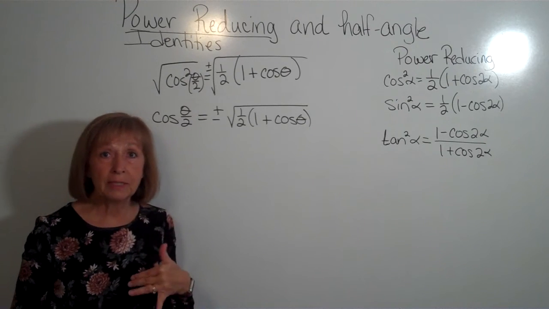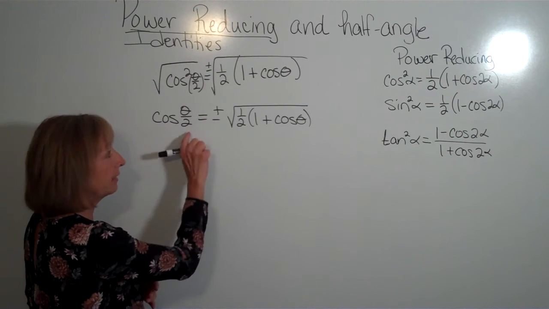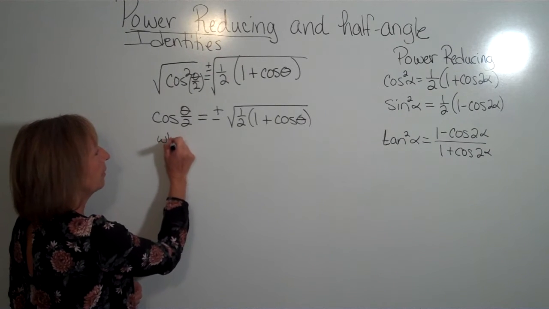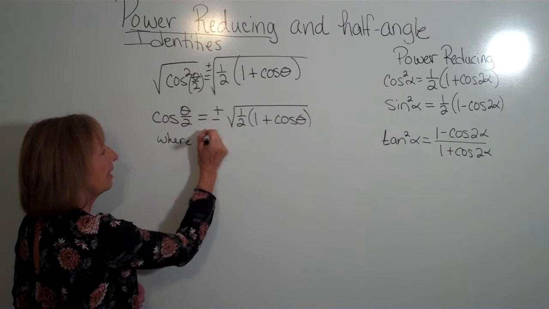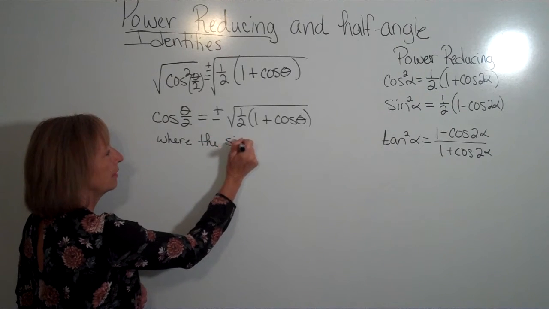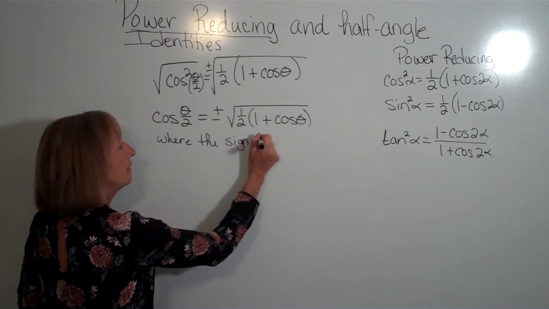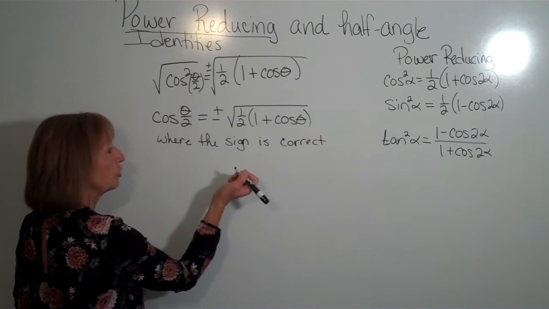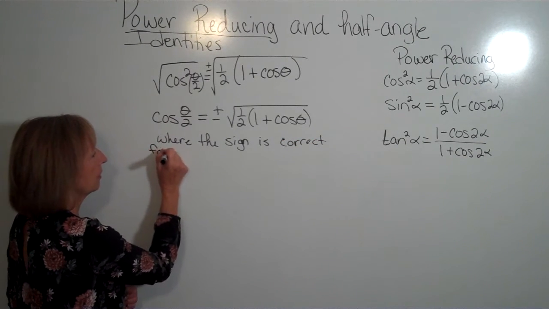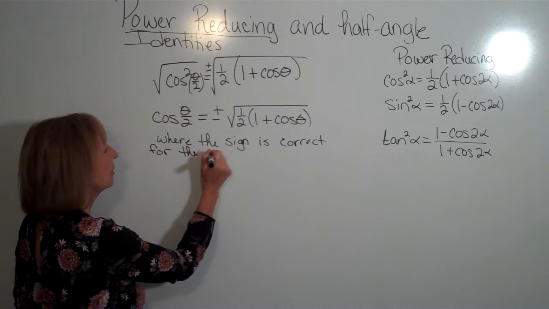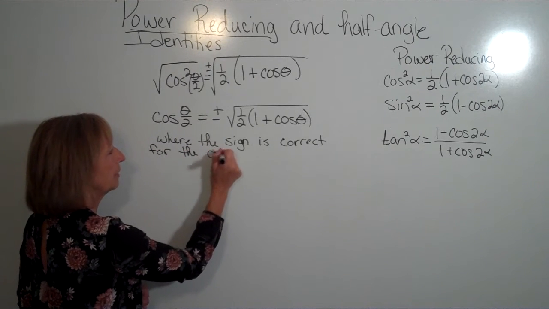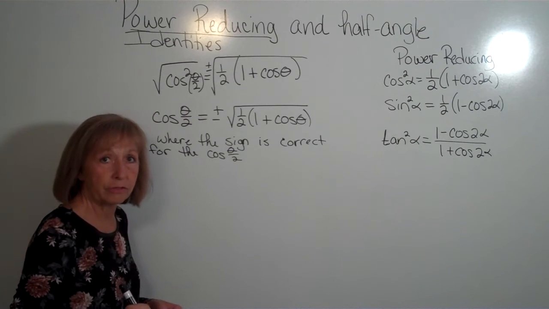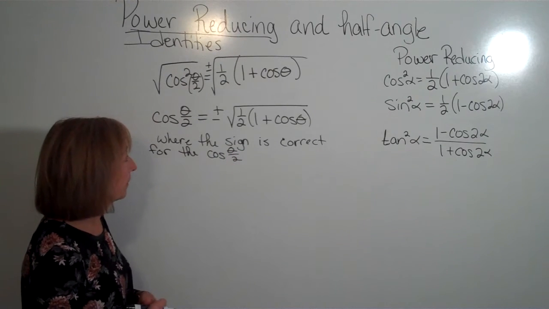So this plus or minus we leave on there until we get to the questions and we know the span, and then where the sign is correct or is chosen for the cosine of theta over 2. So whatever that theta over 2 is in.